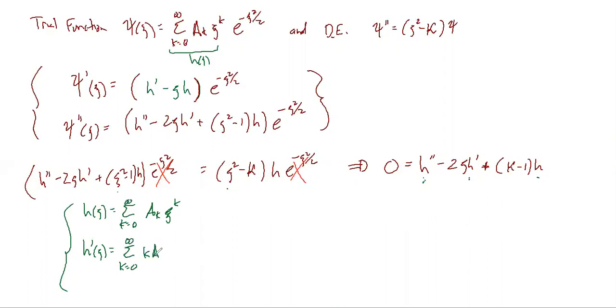So the sum of k a k xi to the k minus 1. And then likewise, h double prime is equal to the sum over k from 0 to infinity of k times k minus 1, a k, xi to the k minus 2. Right? So just taking derivatives.